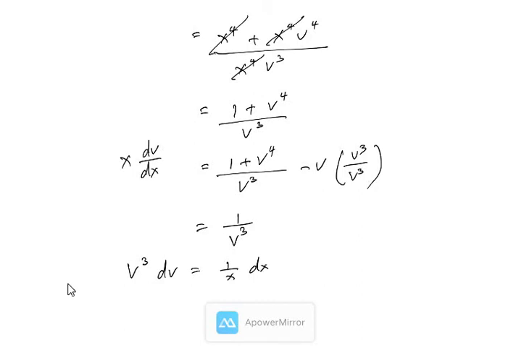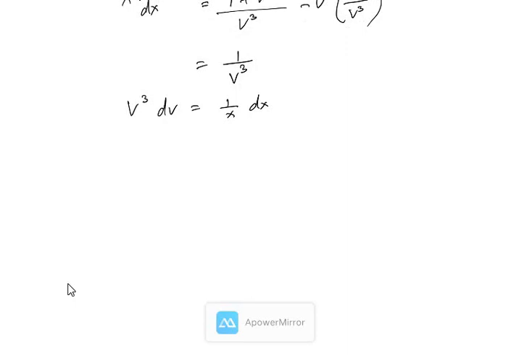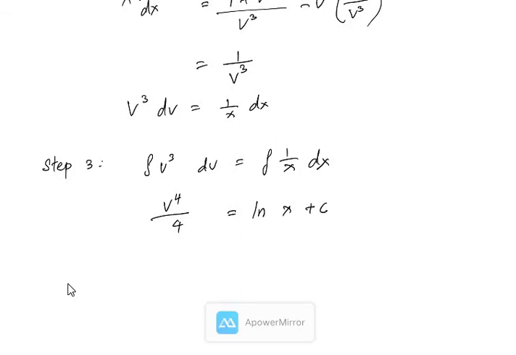And then we can use the separation of variable method, which is step 3. So integrate both sides: integrate v power of 3 dv equal to integrate 1 over x dx. You integrate v power of 3, you get v power of 4 over 4. Integrate 1 over x, you get ln x plus c.